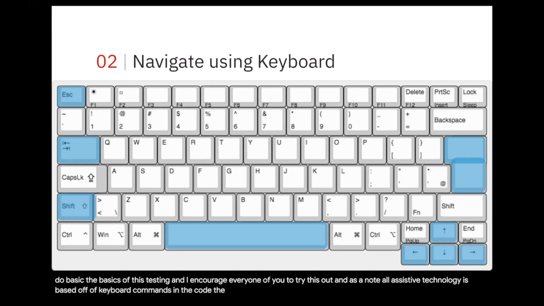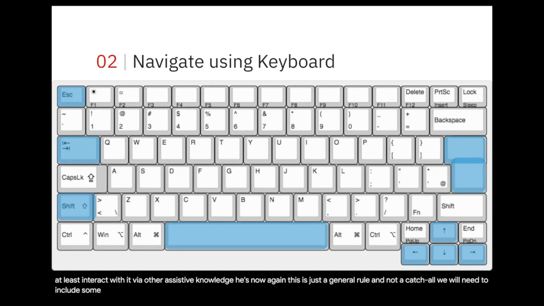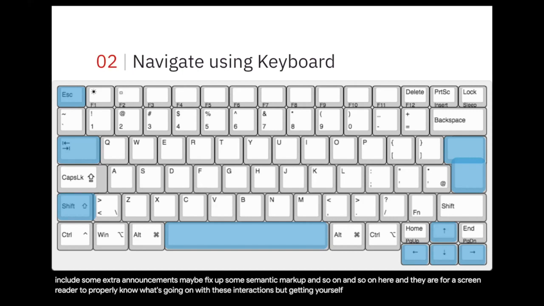The general rule of thumb is if you can interact with it via your keyboard, you can at least interact with it via other assistive technologies. Now, again, this is just a general rule and not a catch-all. We will need to include some extra announcements, maybe fix up some semantic markup and so on here and there for a screen reader to properly know what's going on with these interactions. But getting your site to function properly via keyboard is a major improvement.